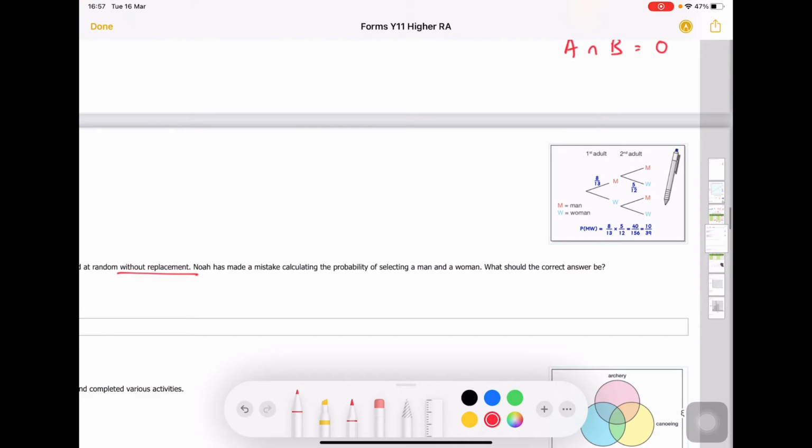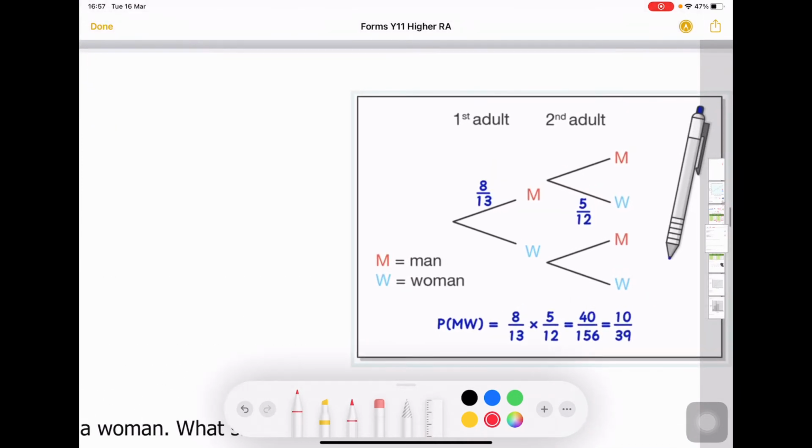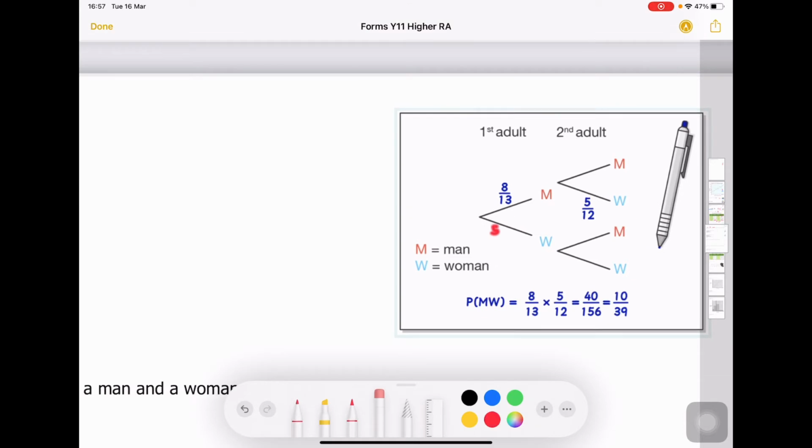Okay, so I'm going to first fill out the probabilities which are not on the tree diagram. 5/13, without replacement, so this becomes a 7. And here we will have 4/12 and 8/12. So let's look at their calculation.